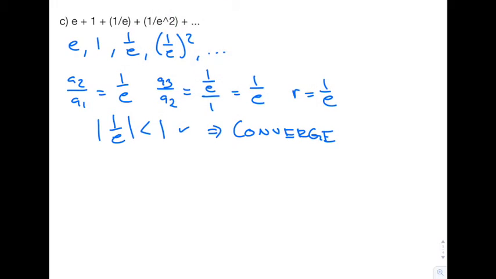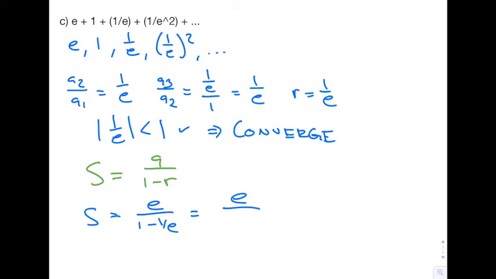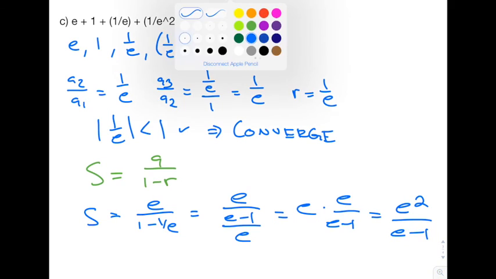So now we can use our formula, which was S equals A over 1 minus R. So we'll plug in our information. We have e over 1 minus 1 over e. So 1 minus 1 over e, I think, is (e minus 1) over e, so this equals e times e over (e minus 1), which equals e squared over (e minus 1).